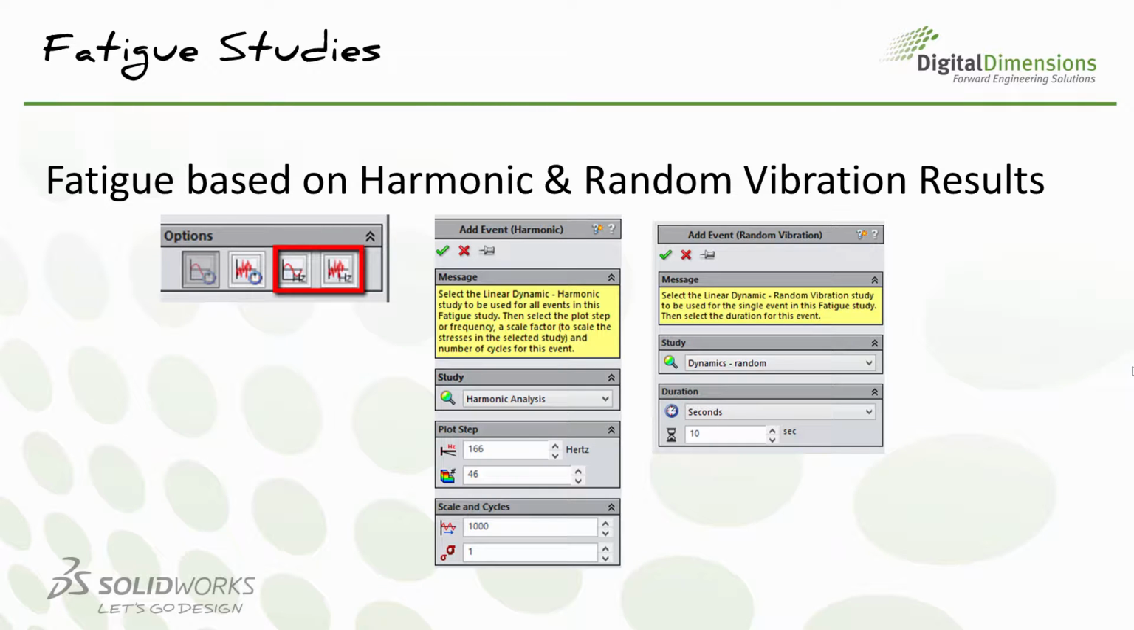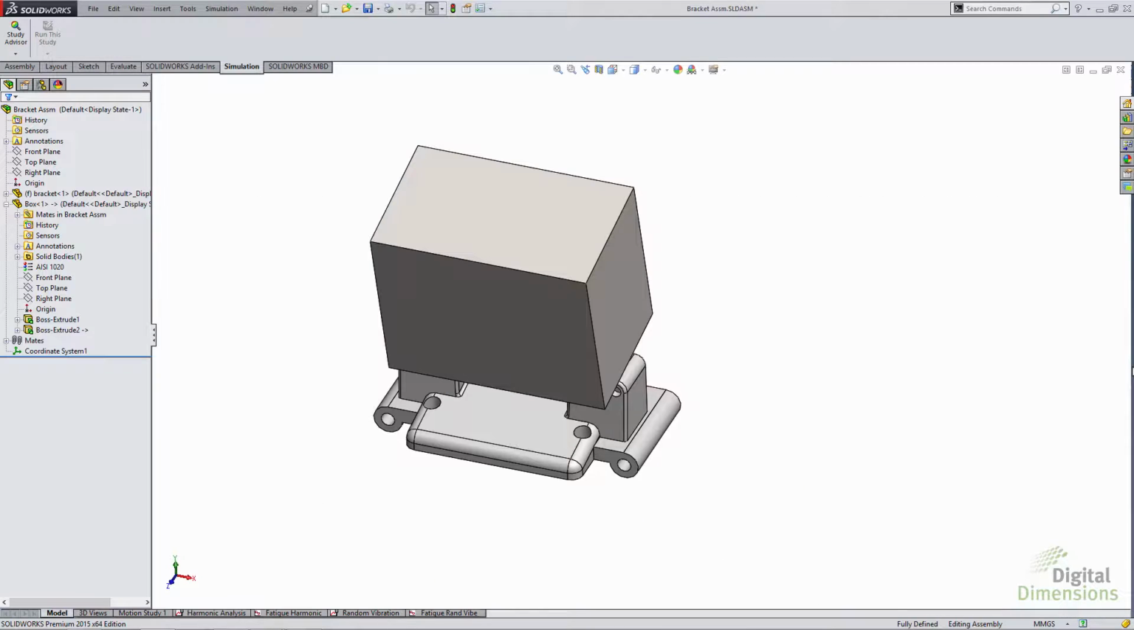Next, let's talk about some new capabilities that have been added to fatigue studies. In 2015, we can now predict the life and damage plots using fatigue studies based off of our harmonic studies or a random vibration study. Now this is a two-step process. Let's do an example here with this particular little motor mount.